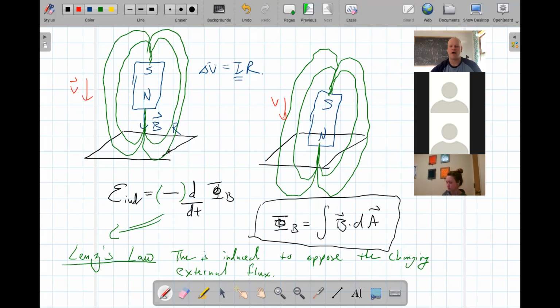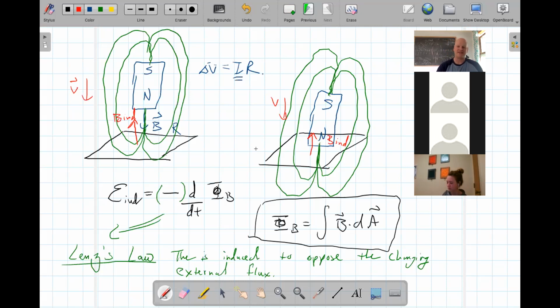The coil then doesn't want the external magnetic field to increase. It wants to keep it constant. So it's going to induce its own magnetic field. So this is going to be the direction of B induced to counteract the increasing external magnetic field.